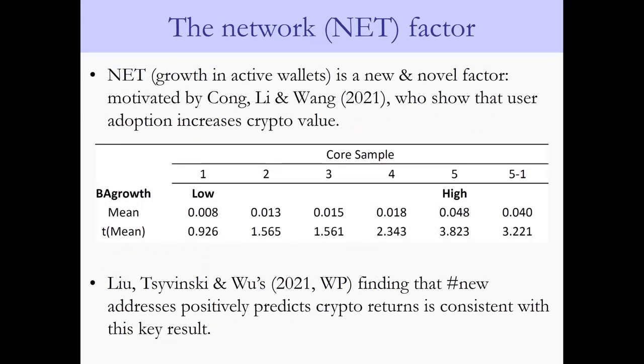So the network factor clearly works. If you look at the single sort, right? This is a single sort of the growth in active wallets from low to high. You see that the fifth quintile clearly works much better than the first quintile in terms of returns. And Liu and the co-authors actually have a new paper that supports this key result. They also find that the number of new addresses would positively predict crypto returns. So this seems to be very robust.